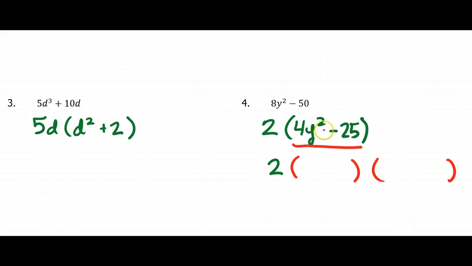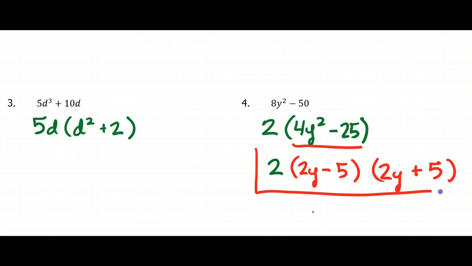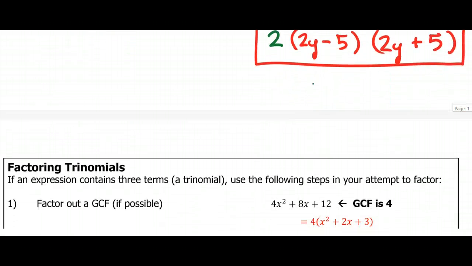Okay, so to factor 4y squared minus 25, we just have to think about what's the square root of 4y squared. Well, that would be 2y. And then the square root of 25 is 5. So this will give us 2y minus 5 times the quantity 2y plus 5. And again, we have that original 2 that we factored out in front. Okay, so that's a quick review of how to factor binomials.